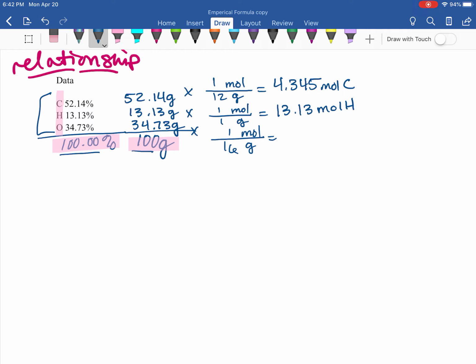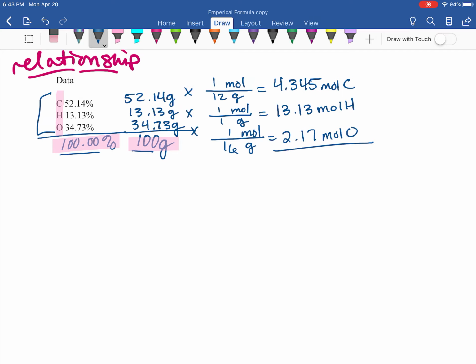All right, let's take that last one, 34 divided by 16. I'm getting 2.170625. Good Lord, that's way too many. I'm going to just round that right there. Okay. And that is moles of oxygen.